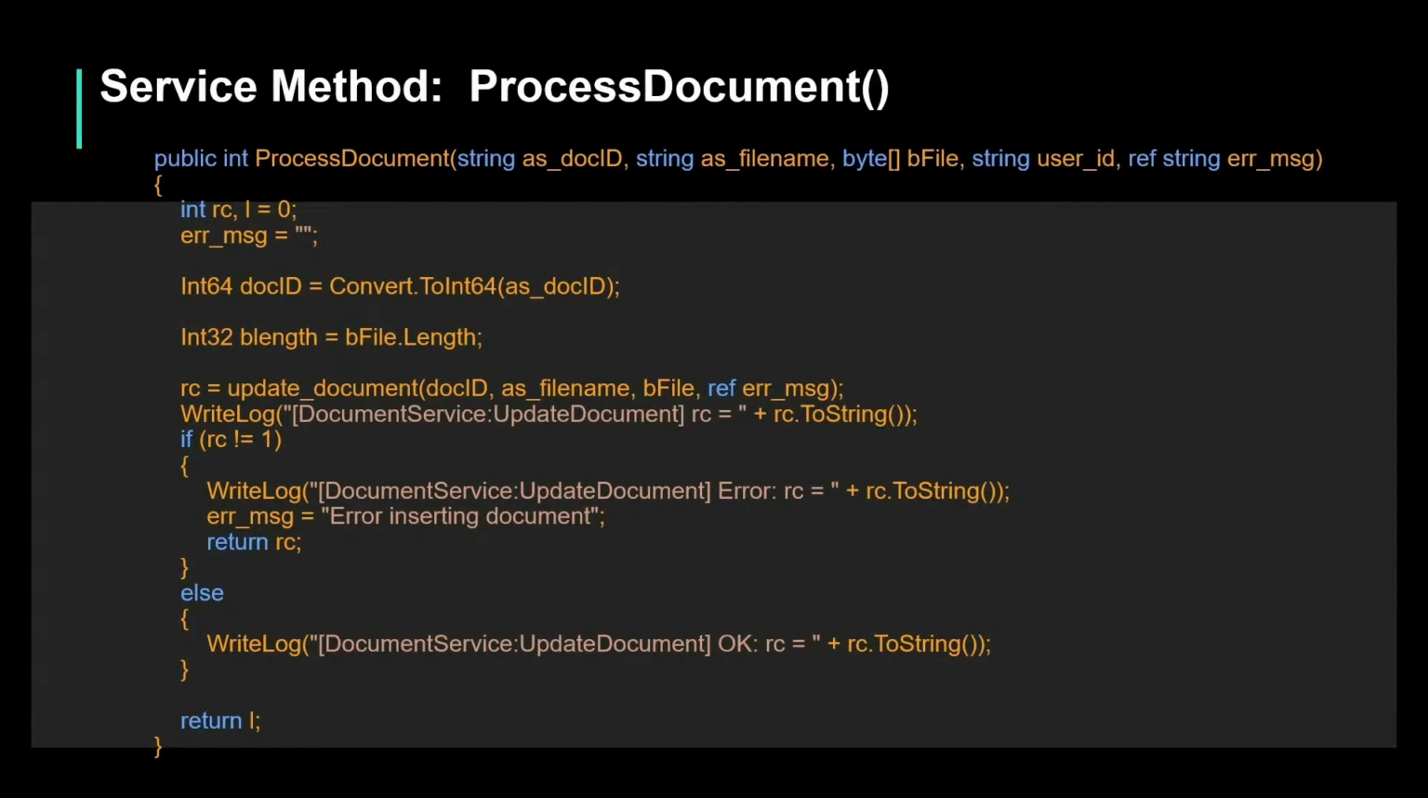and it ultimately takes the passed arguments and calls a private method called update document. And that private method does the heavy lifting in terms of the database operations. It will, by reference, return any error messages, and then write to a log, and then do some error checking and perform the proper returning of the proper value that it needs to.